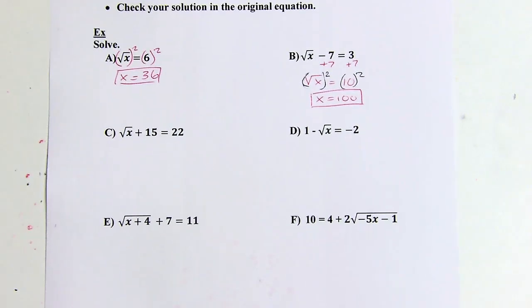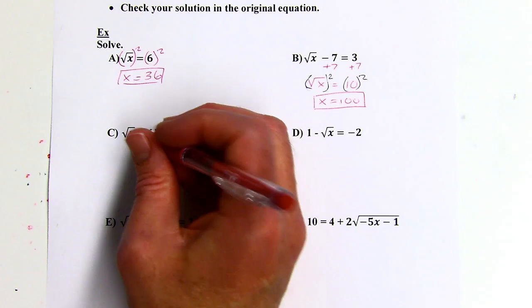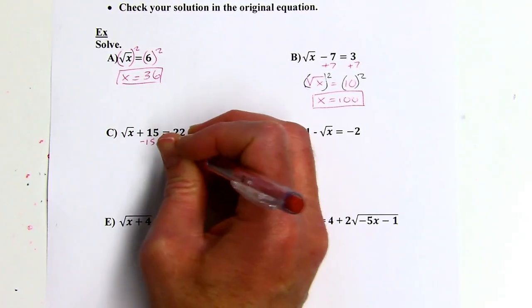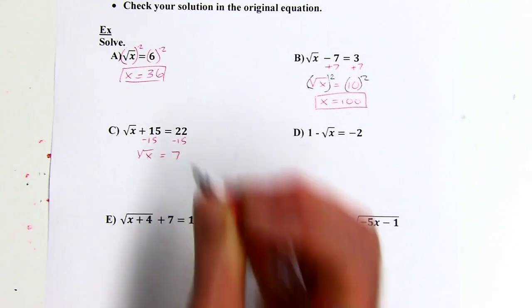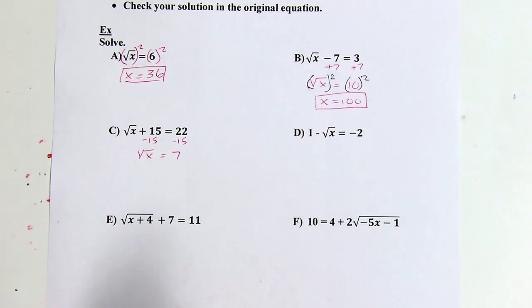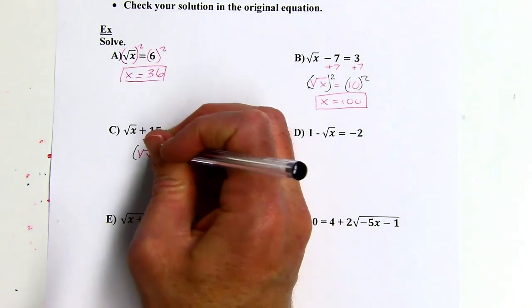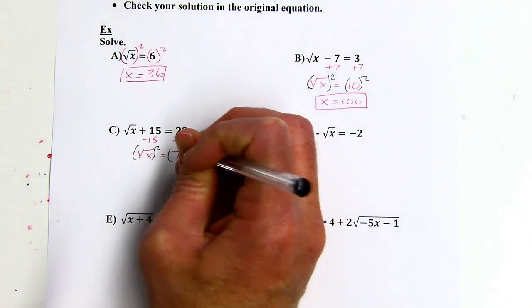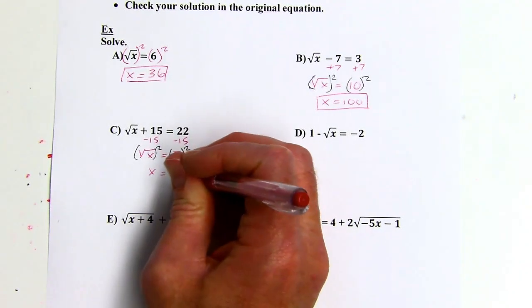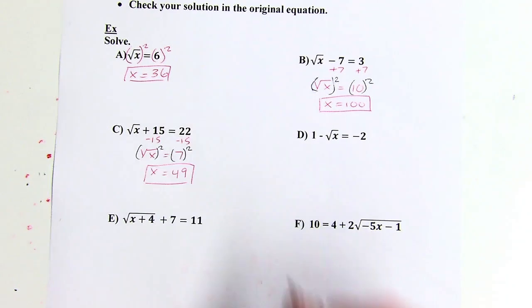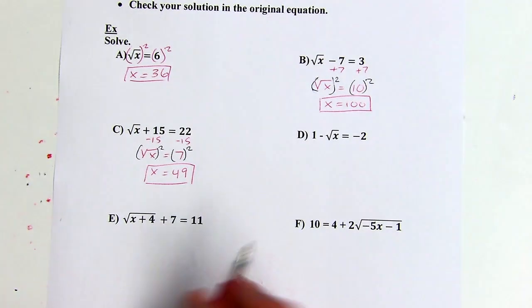Okay, so here we want to get the radical by itself again. Let's subtract 15. And then 22 minus 15 is 7, and now I'll square. So now I have x equals 7 squared is 49. Okay. All right, next up.